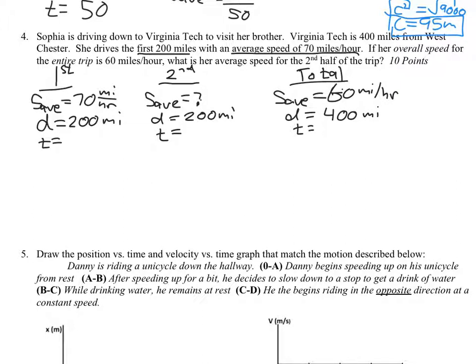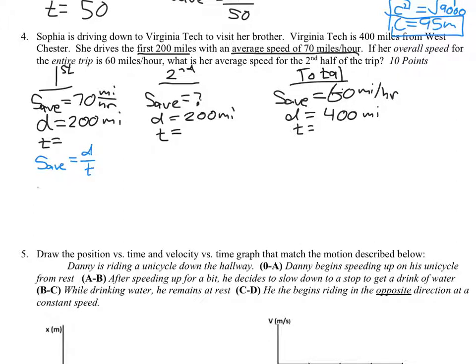So ultimately I am trying to find that average speed for the second part, but I'm not really worried about that right now. I'm just going to find what I can find, and what I can find is the two times. Both of those come from using the average speed is distance over time formula.